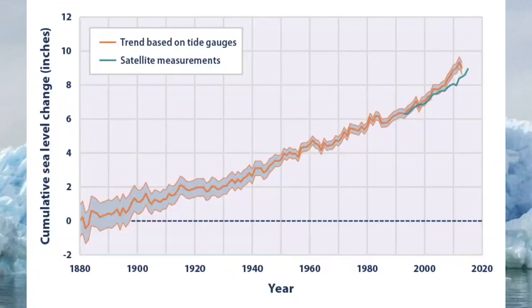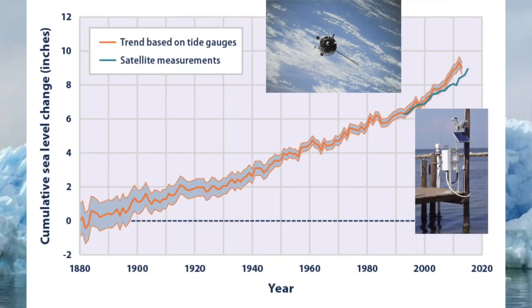Scientists study global sea level using tide gauges and satellites. From these readings, they can document sea level changes and monitor trends. Since we began burning fossil fuels around 1880, global sea level has risen around 8 inches.